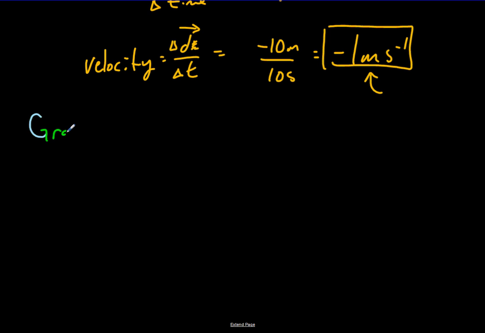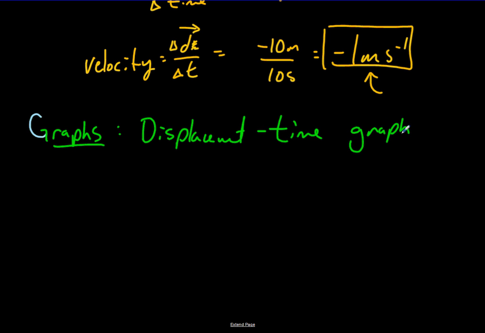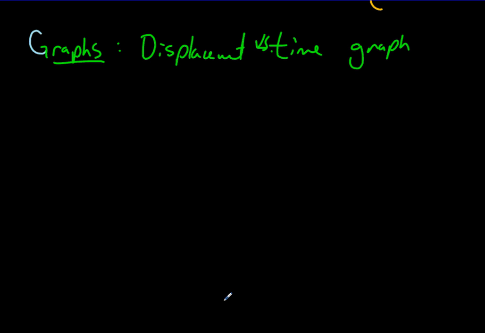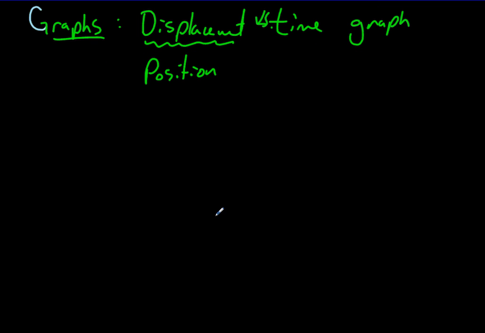So I'm just going to say a word about graphs here. The type of graph we're going to talk about is the displacement time graph, or displacement versus time graph. Although it's often called a displacement versus time graph, it's really a position versus time graph, okay? And I just want to talk a little bit about general graphing, okay?